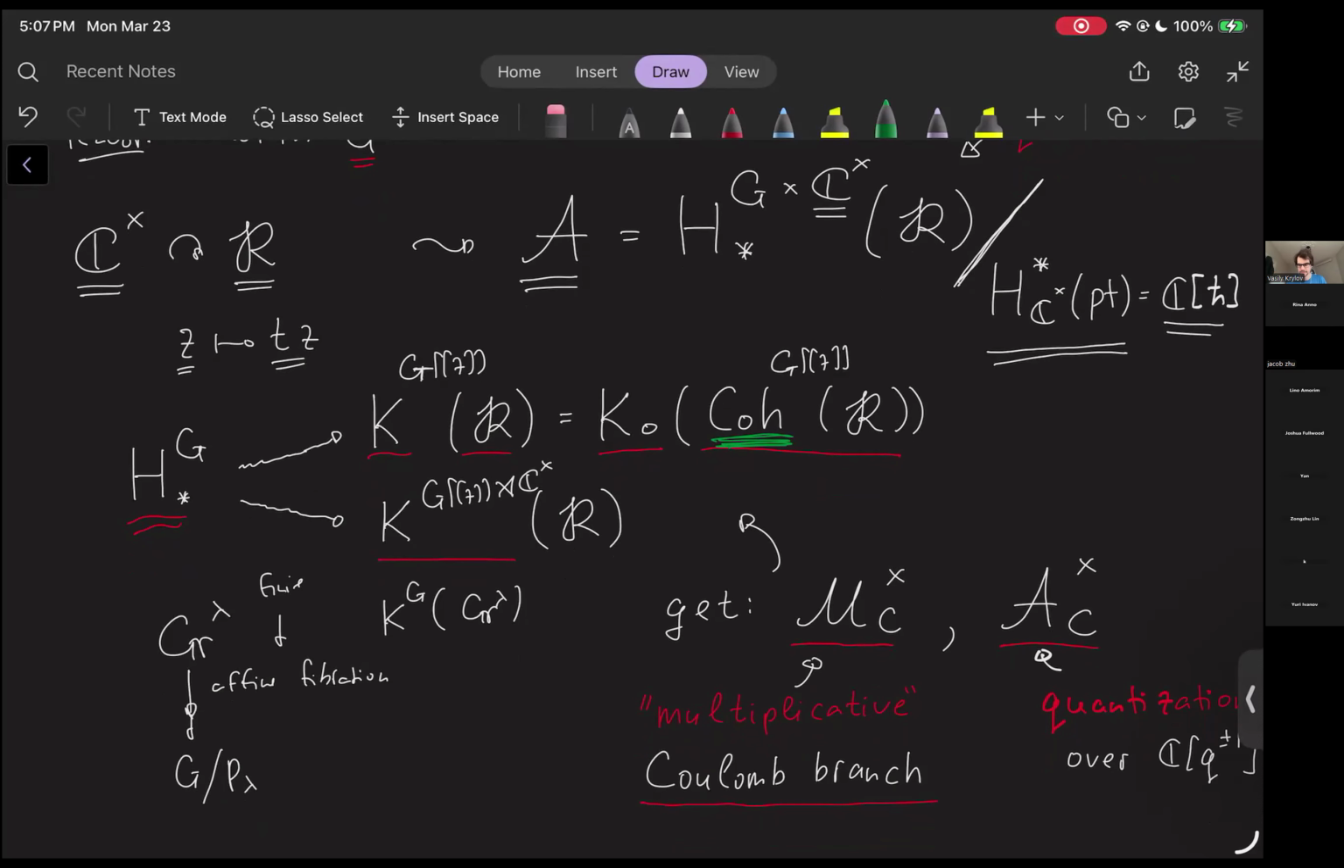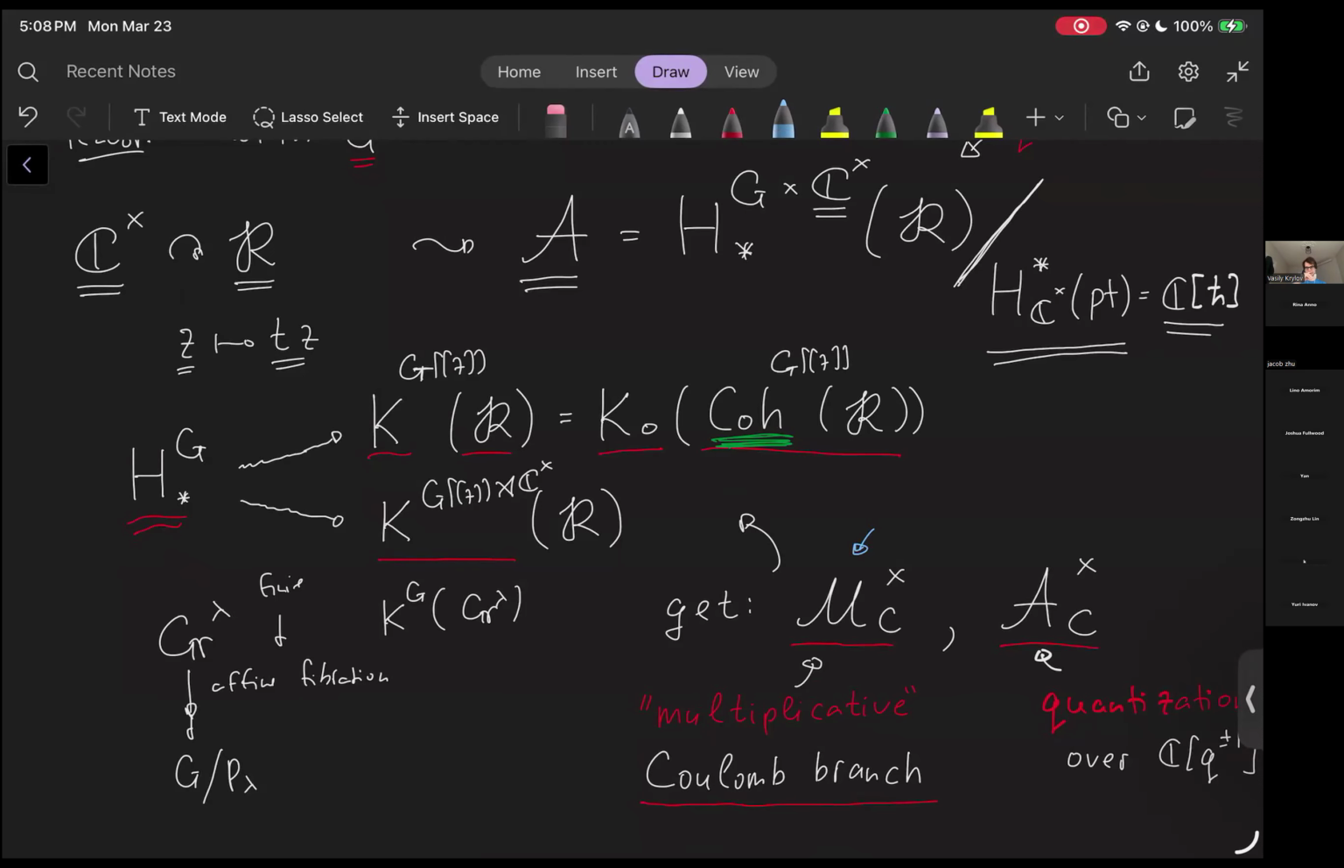Here, the Coulomb branch was defined with the function algebra being the homology of the affine Grassmannian. So with the convolution product, you do have an algebra structure, but is the commutativity obvious, or well known, or does it not matter?